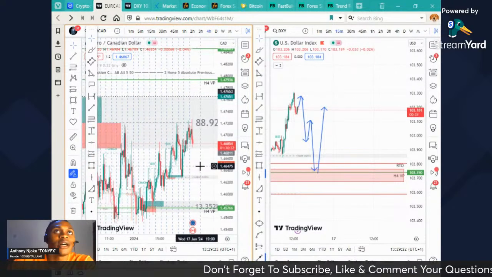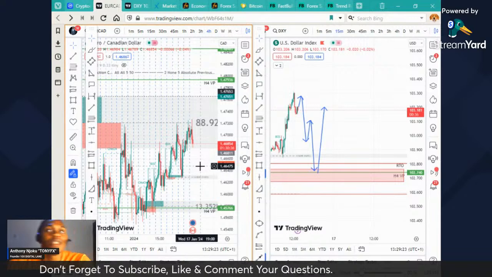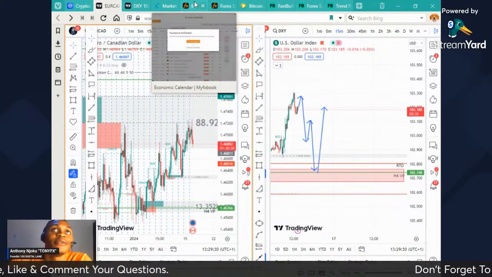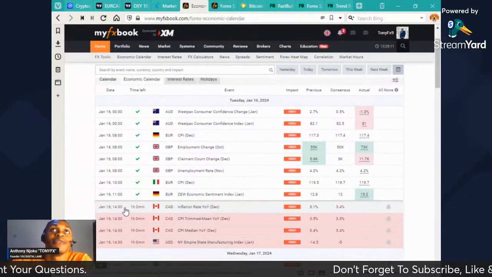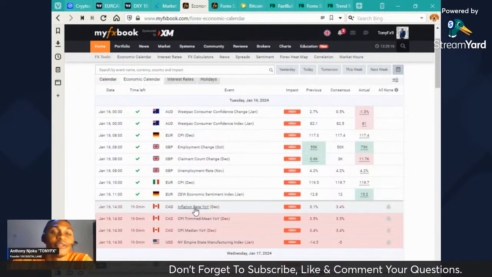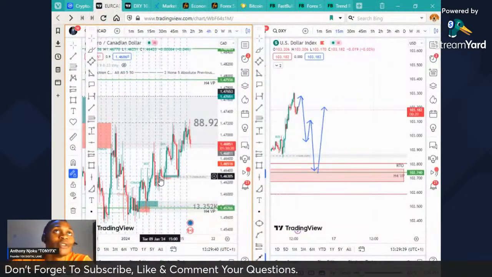Euro Canadian dollar. I know Euro is already weak against the dollar, so if the Canadian dollar news comes out positive, because we have news coming out shortly for CAD by 2:30, the inflation rate, if it turns out to be positive for CAD, I'm not surprised seeing Euro CAD going to the downside massively.